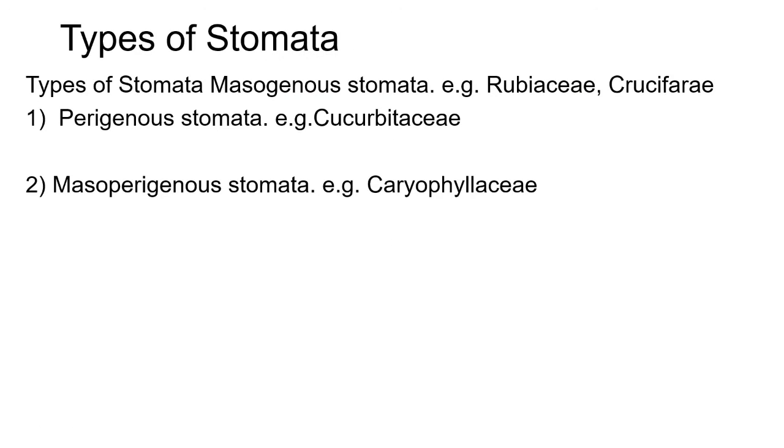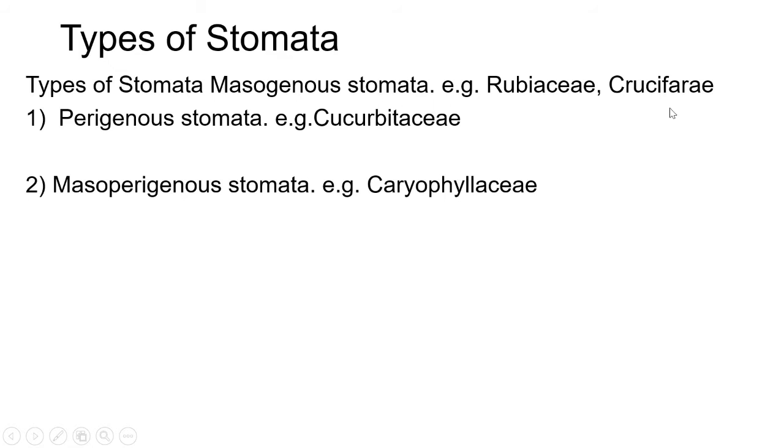Now the next point is types of stomata. Pant is one of the well-known anatomists. In 1965, he classified the stomata on the basis of development of the guard cells. That is mesogenous, perigenous, and mesoperigenous. This is the first, mesogenous stomata. In this type, both guard cells and subsidiary cells are derived from a single meristemoid cell.